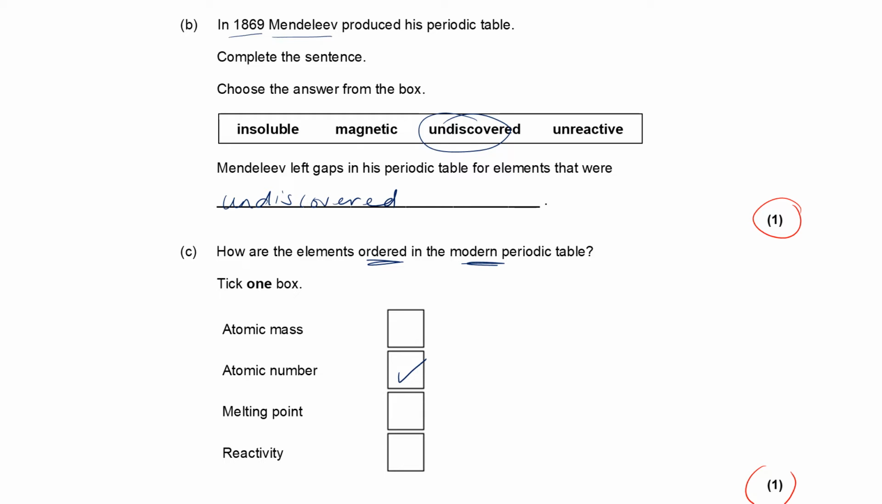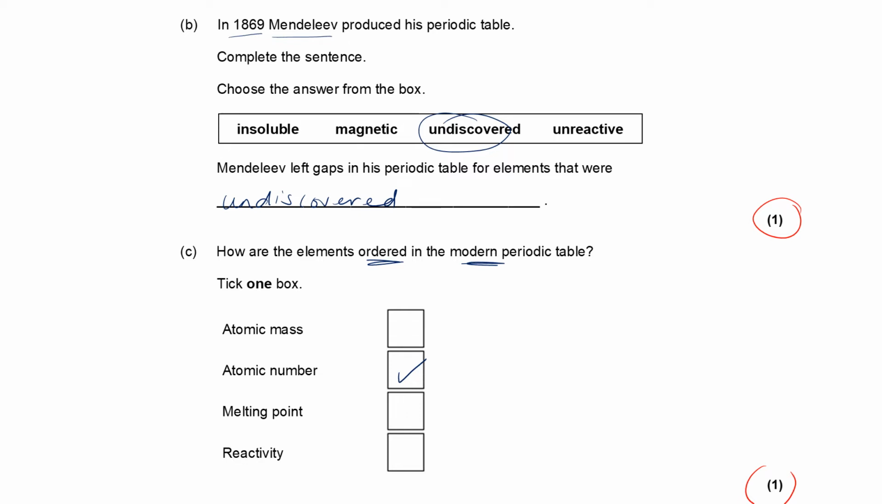Now, these questions are low tariff questions. That means they're only 1 mark. They are usually seen in foundation papers, and this is just basic memory recall. So you just need to know the basic facts about the periodic table.